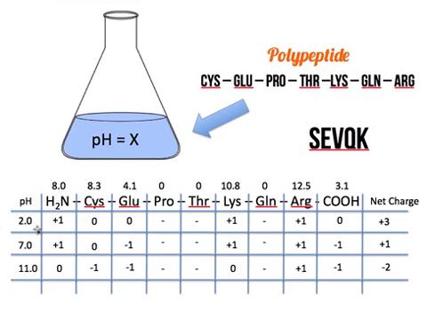Alright, 7 to 8 is more acidic, so it becomes +1. 7 to 8.3. Cysteine had that H. Well, it's still acidic to it, wants to protonate it, so it's a 0. And why is it a 0? Because SH, it's already got an H on it, it can't hold another one.